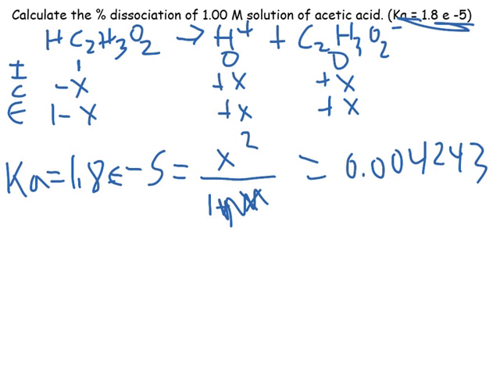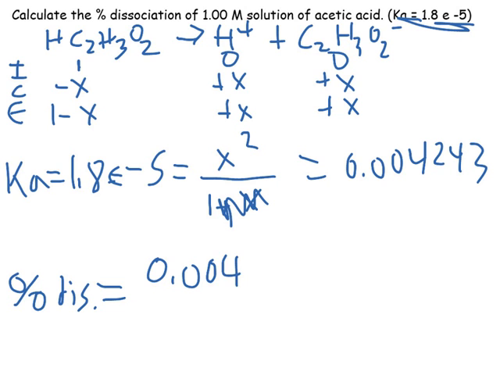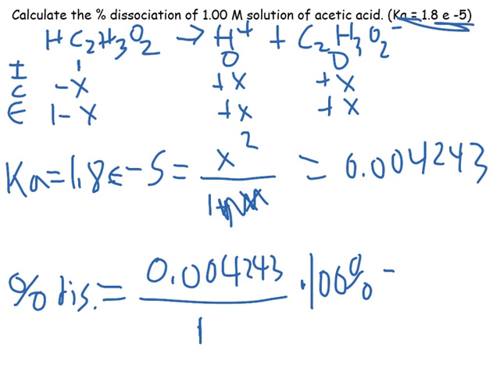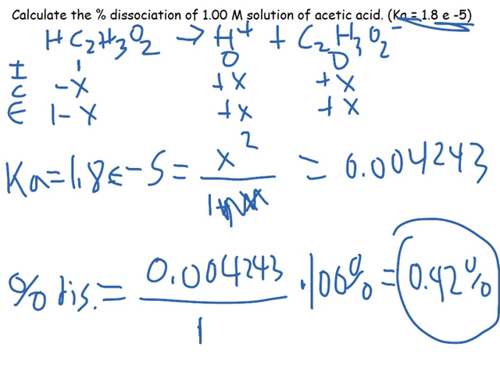And then, yeah, so we want to know the percent dissociation. Well, to find that, it's really easy. We just divide the number we just found by the initial concentration, which was 1, and then we multiply it by 100%, because, you know, we want percent. And that's going to give us 0.42% dissociation. So yeah, weak acids don't dissociate that much, apparently. So I hope you liked the video, and have a good night, or have a good day, and yeah.